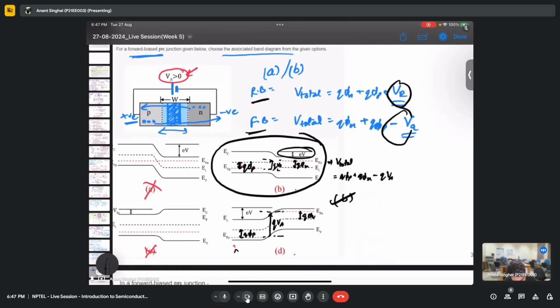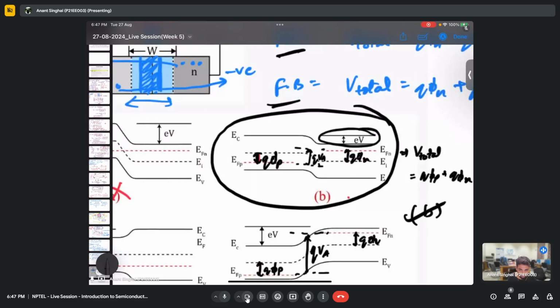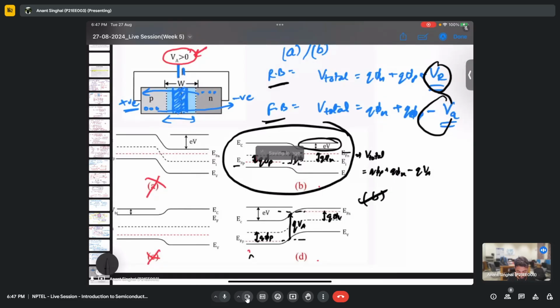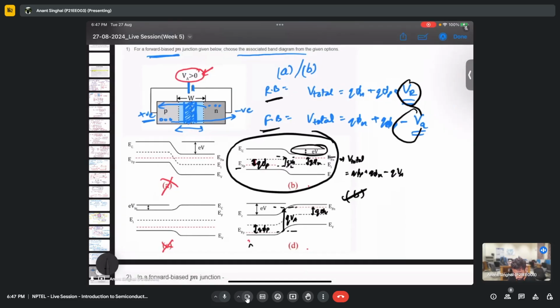I hope you get this. This is quite straightforward, that the difference between the EFP and EFN will be lower for a forward bias PN junction as compared to a reverse bias PN junction. So that makes option B the correct option. Does it make sense to everyone?